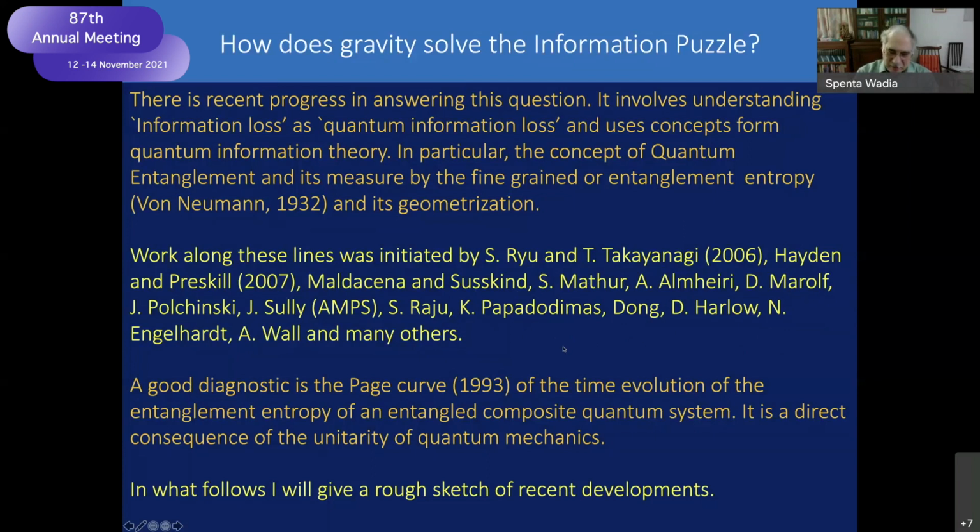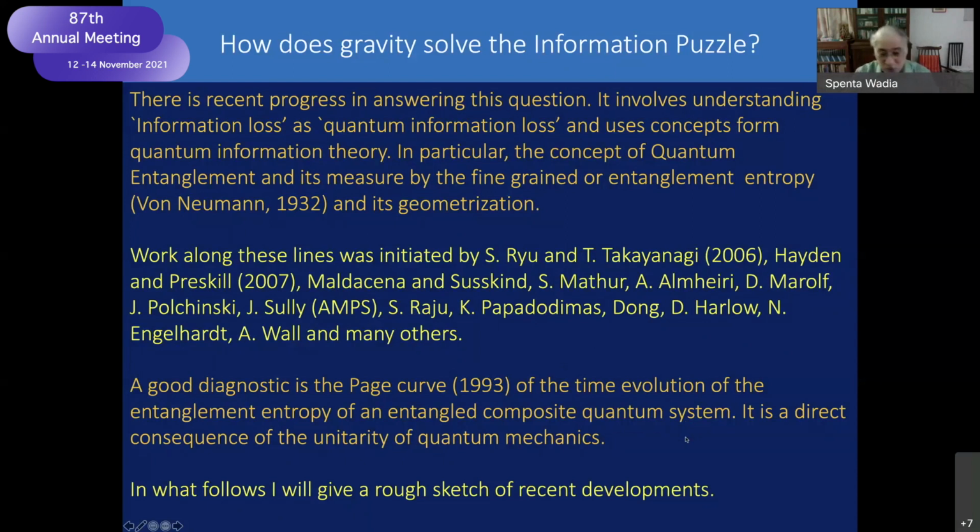There's a whole huge development. There are many other people. It's a very connected community. A good diagnostic is this: what would you like to compute to say that you have solved the information puzzle in a very gross sense, just like you say there's a phase transition, there's some order parameter which is zero or non-zero, something as coarse as that. So a good diagnostic is what's called a Page curve.